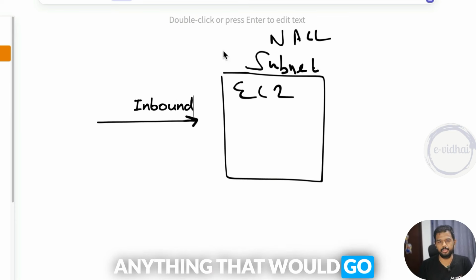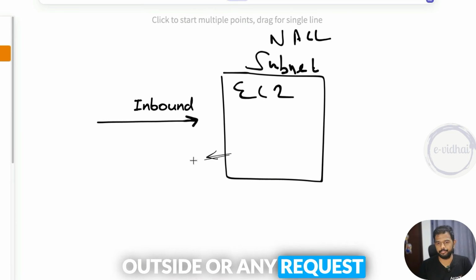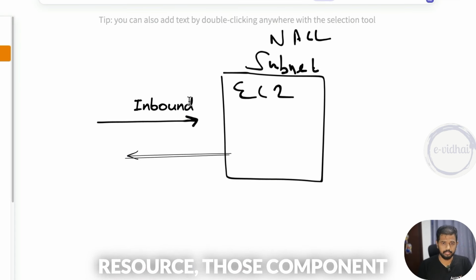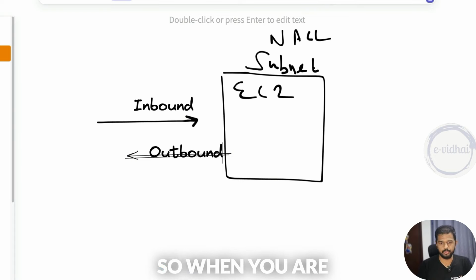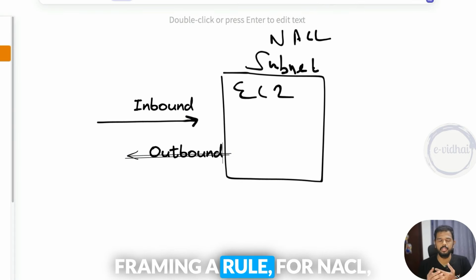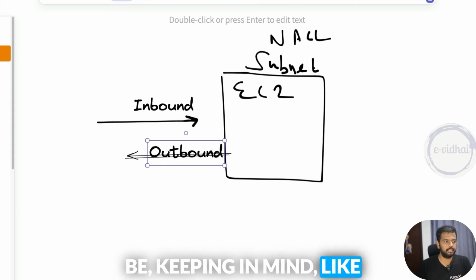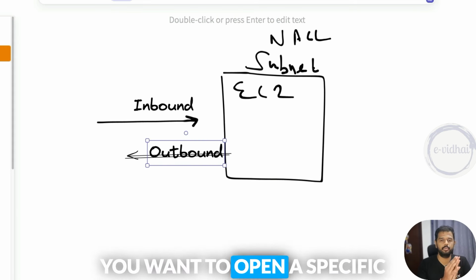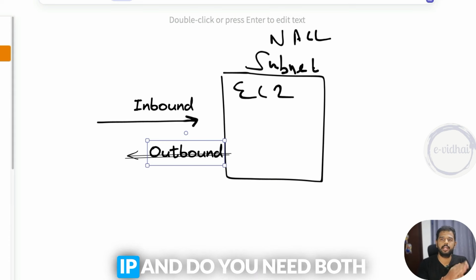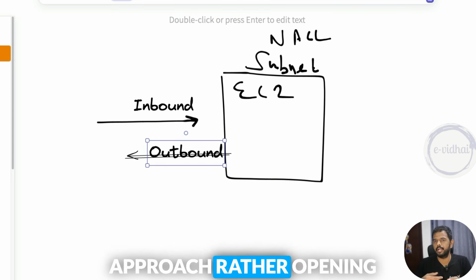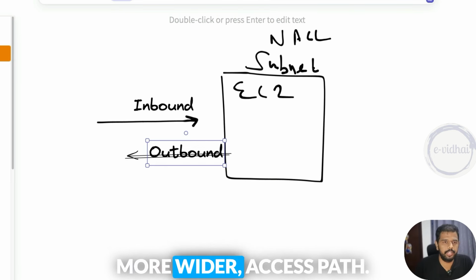Anything that goes outside, or any request that goes away from the EC2 or any specific resource, we call outbound. So when you are framing a rule for NACL, inbound or outbound, you keep in mind from which perspective you want to open a specific port or allow a specific IP, and whether you need both inbound and outbound. Again, you would go with the most granular approach rather than opening it for a much wider access.